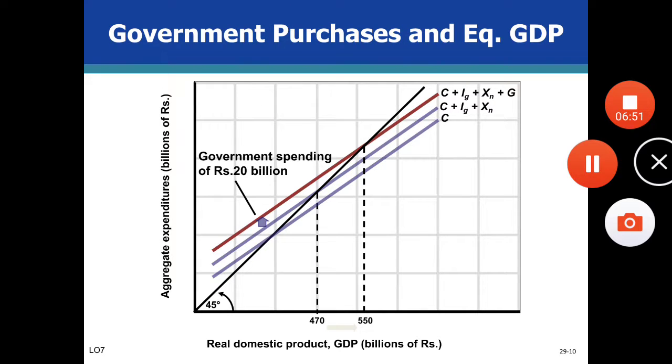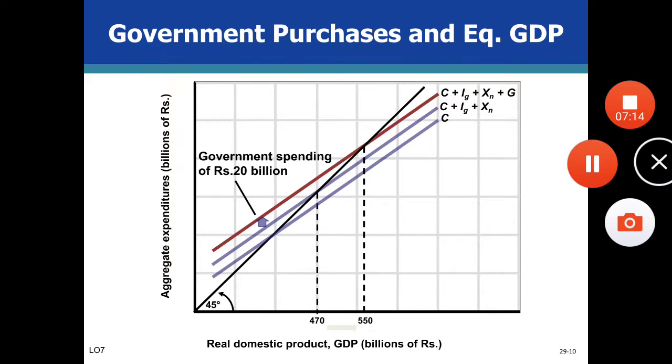This figure basically illustrates the impact of government expenditure on GDP. If the government expenditure increases, aggregate expenditure will also increase, and it has an impact on GDP by the amount of the multiplier effect. The multiplier over here is 4.